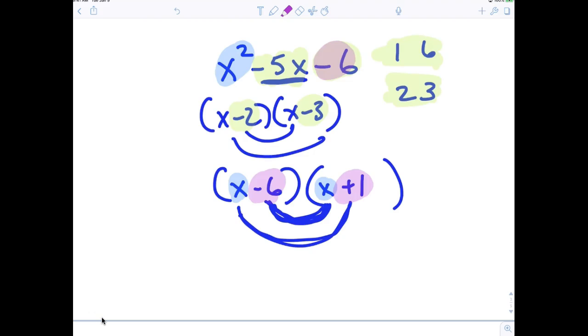So how did you know that? Like, how do you know that the 1 was positive and the 6 was negative? Because I want a negative middle term. So listen to me, I want a negative middle term. If I want a negative middle term, the bigger number had to be negative. Oh, I see. Right? And some of you are accidentally going to do this, plus, and you're going to make that a minus. Then that would be positive 5.